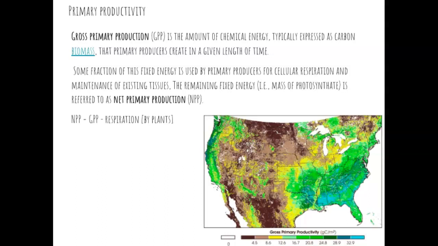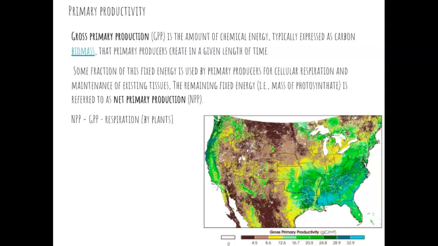So we can look at, for example, this map of the United States, and you can see where GPP, which is your gross primary productivity, is highest. And you can see that areas that are lighter blue, darker blue, or even green have a higher GPP than areas that are brown. So for example, if we look at northern Florida, southern Louisiana, areas in the eastern United States, those areas are going to have a higher GPP than areas in, say, Arizona or Montana, North Dakota, those types of places.